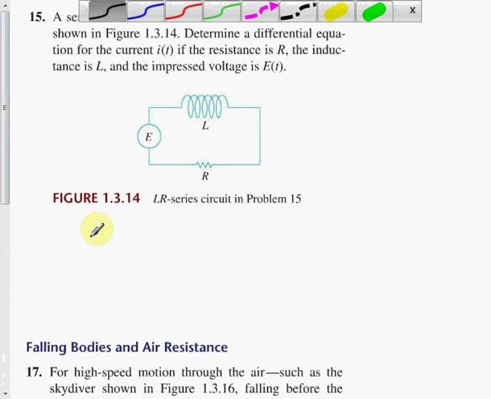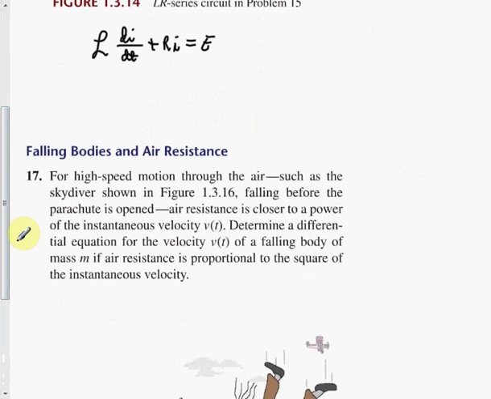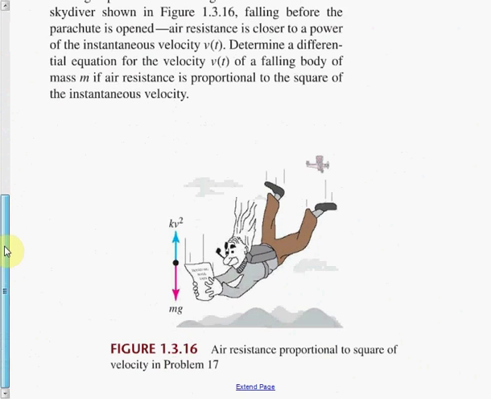So for this first one, did you see that this is L times di over dt plus Ri is equal to E? Did you get that one? Good. So you don't have to solve anything. We just want you to set up the differential equation. Later on, we'll work on solving those. We need some more techniques for that first one.